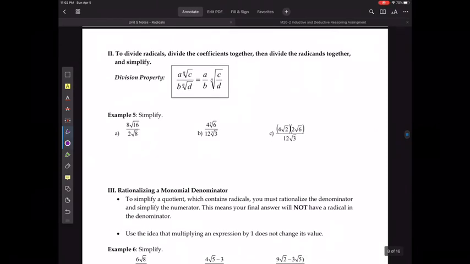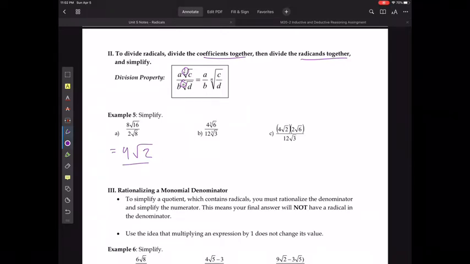If we're looking at dividing, the rules for dividing are pretty much the same as they are for multiplying. I'm going to divide the coefficients, and I'm going to divide the radicands as long as they have the same index. So, for example 5, first thing I'm going to do is 8 divided by 2 is going to give me 4. 16 divided by 8 is going to give me 2. And I can't simplify that. There's my answer.